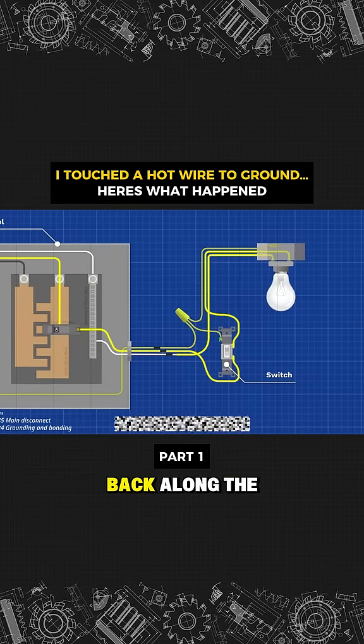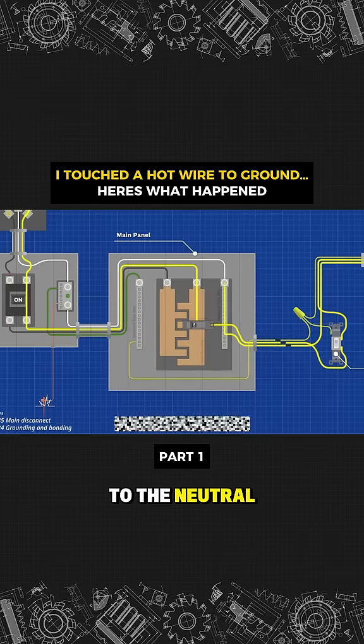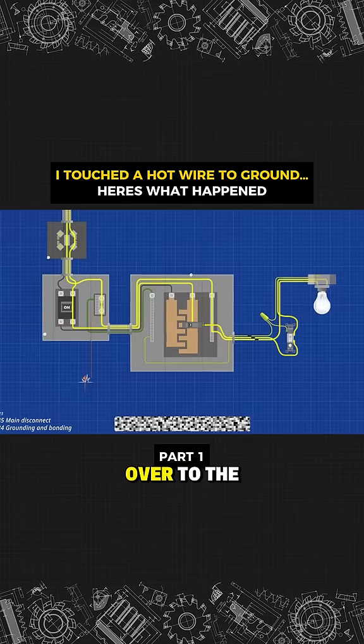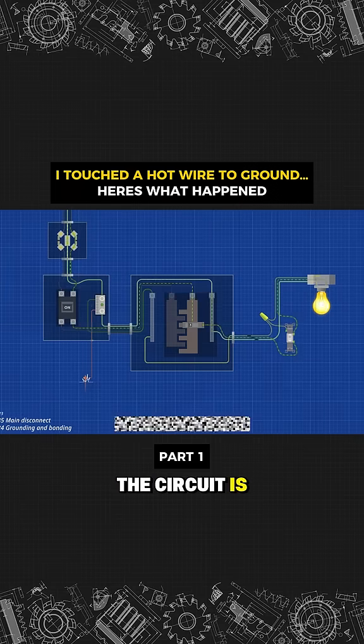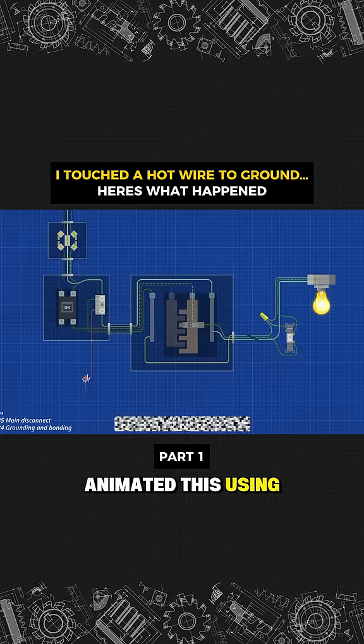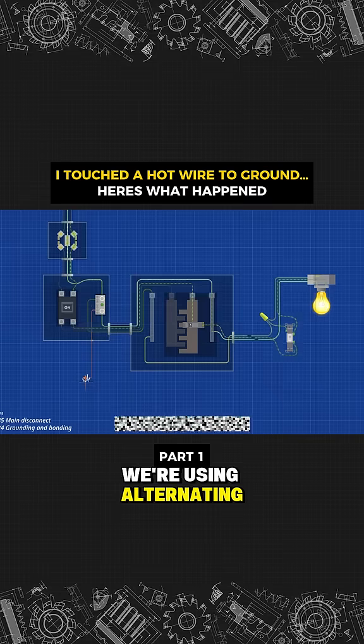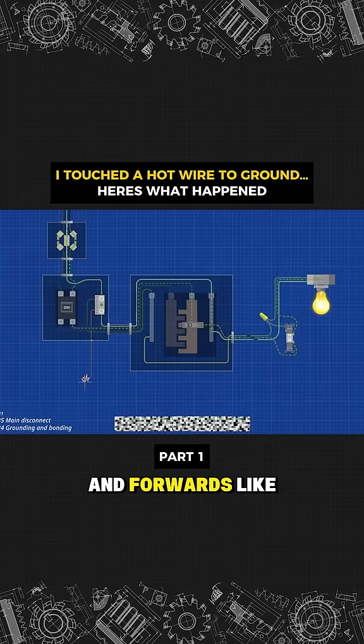It then travels back along the neutral wire to the neutral bus bar, and then back to the main disconnect, then back through the meter and over to the transformer. The circuit is complete, so the light illuminates. Now, I have animated this using DC current as it's easier to visualize, but in reality, we're using alternating current which moves backwards and forwards like this.